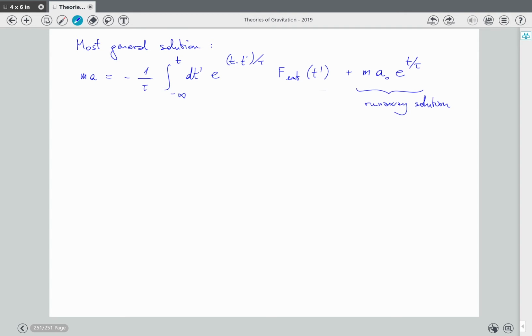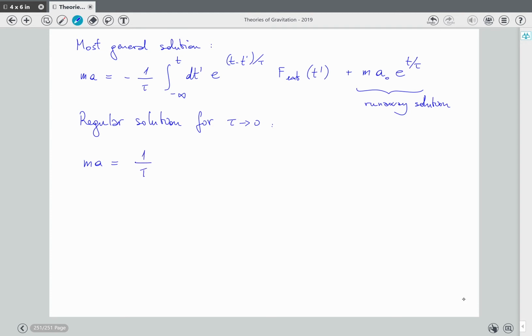If you want a solution that's regular for tau going to 0, then you need to fix this constant here or there. The extremum of integration of that constant must be fixed in a unique way, because you see this is an essential singularity. The runaway solution does not have a regular limit for tau going to 0. That's an essential singularity for tau going to 0. But in that case, the special solution is this one.